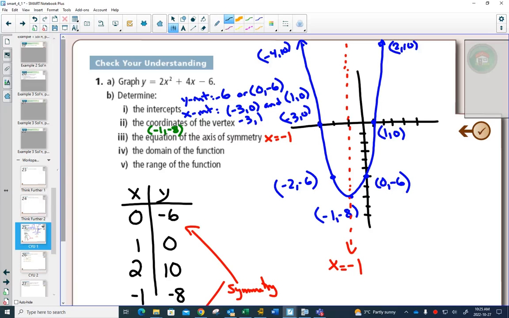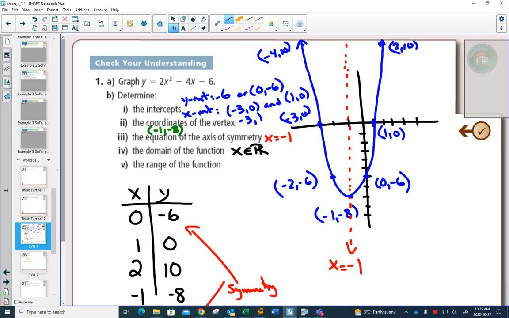The domain is always everything for a parabola. But the range are your y values, and the way that I like to think about figuring out range and domain is, do I have a smallest y value? The answer to that is yes. Smallest y value is -8. Do I have a biggest y value? No, it goes up forever.